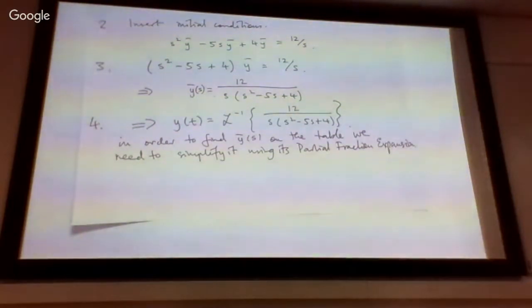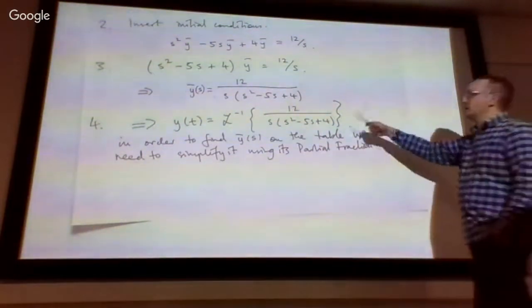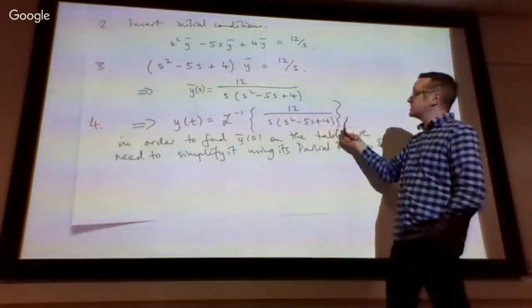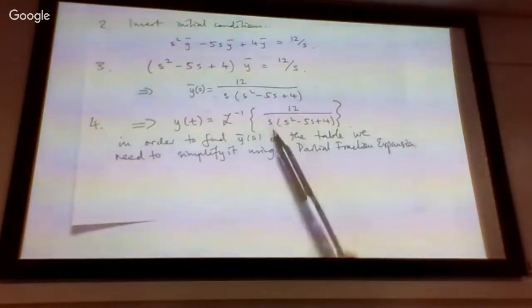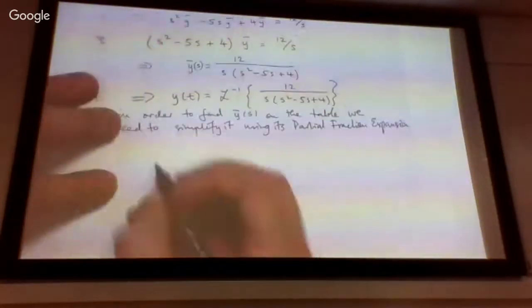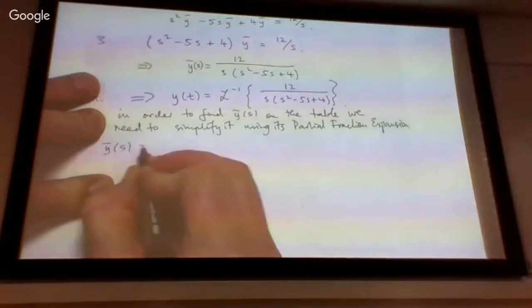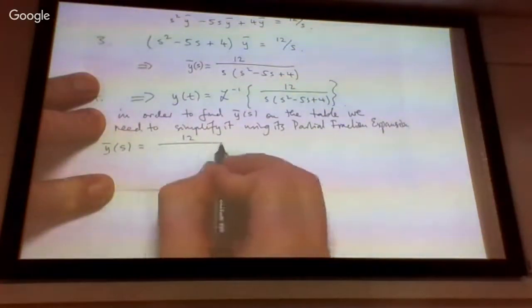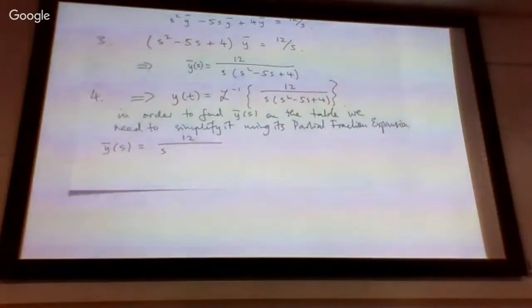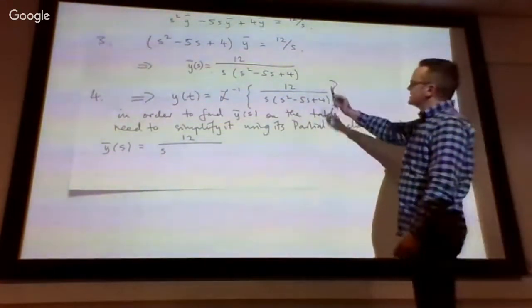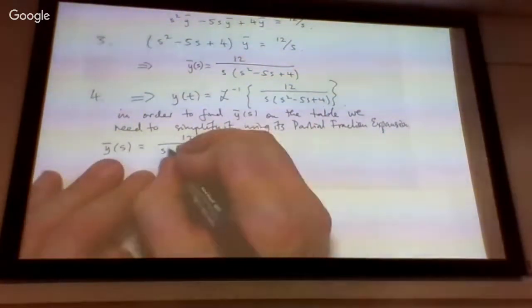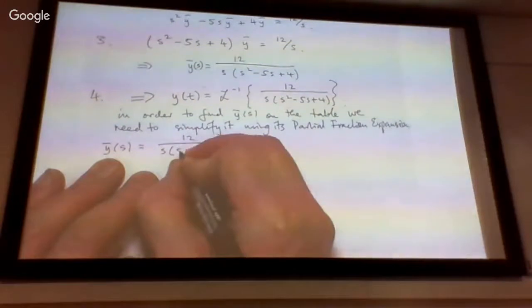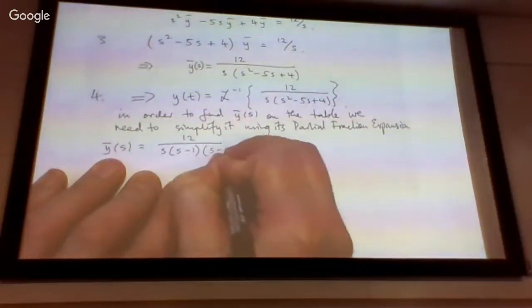Now this is a cubic, and the first step in finding partial fraction expansion will always be to factorize the denominator as much as you can. It's already got this factor s pulled out. But can we factorize it any more? Can we factorize that quadratic? Well, in this case we can, because -5 is the s coefficient and 4 is the constant coefficient. So that's going to be s minus 4 by s minus 1. S minus 1 by s minus 4.